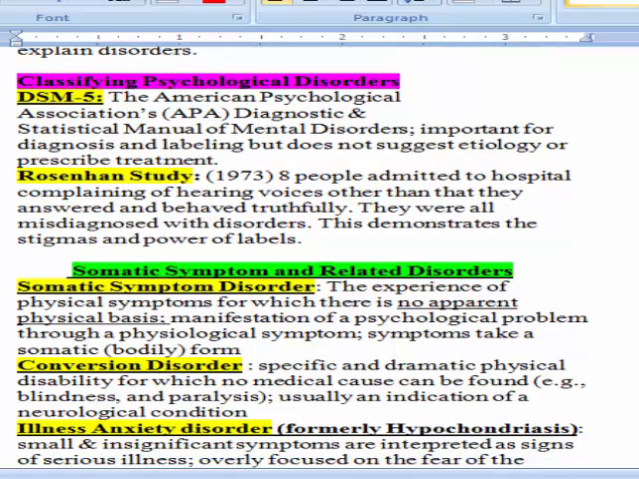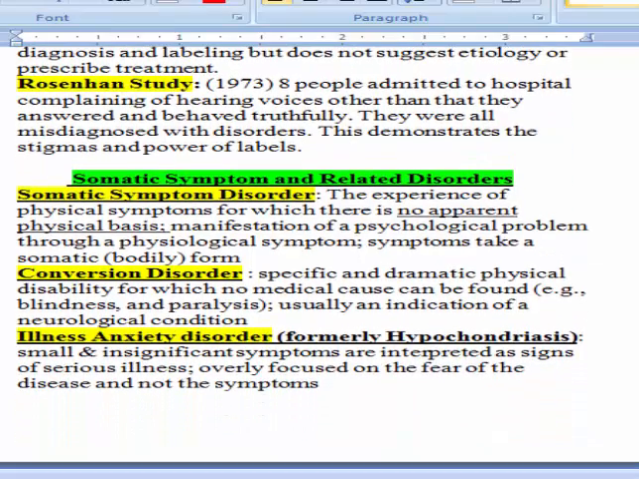From that we move into somatic symptom and related disorders. I just want to remind you guys again that this information that I'm giving you in the video is different from what's in your book. So don't review your book because this stuff has been updated. So the category is somatic symptom and related disorders.